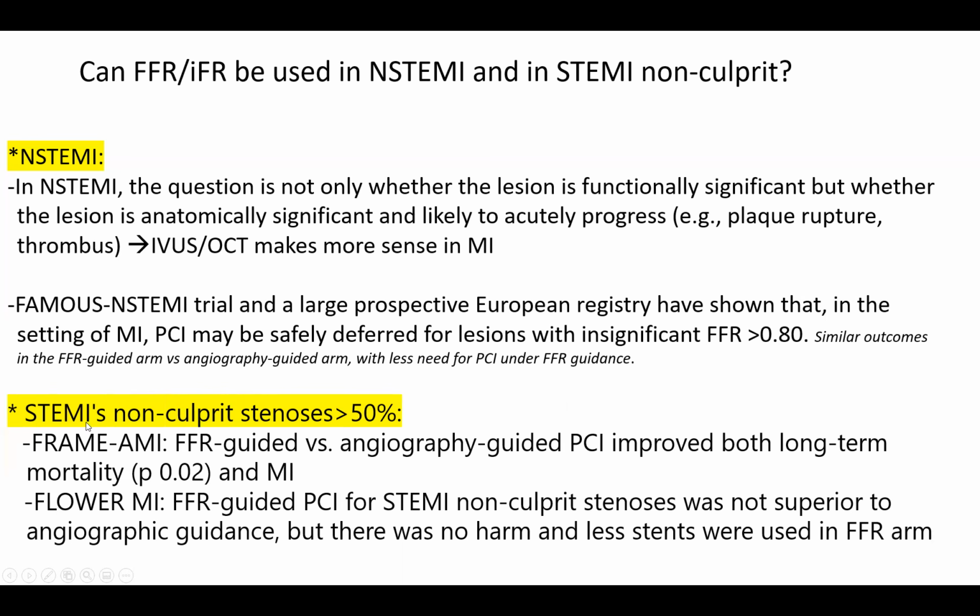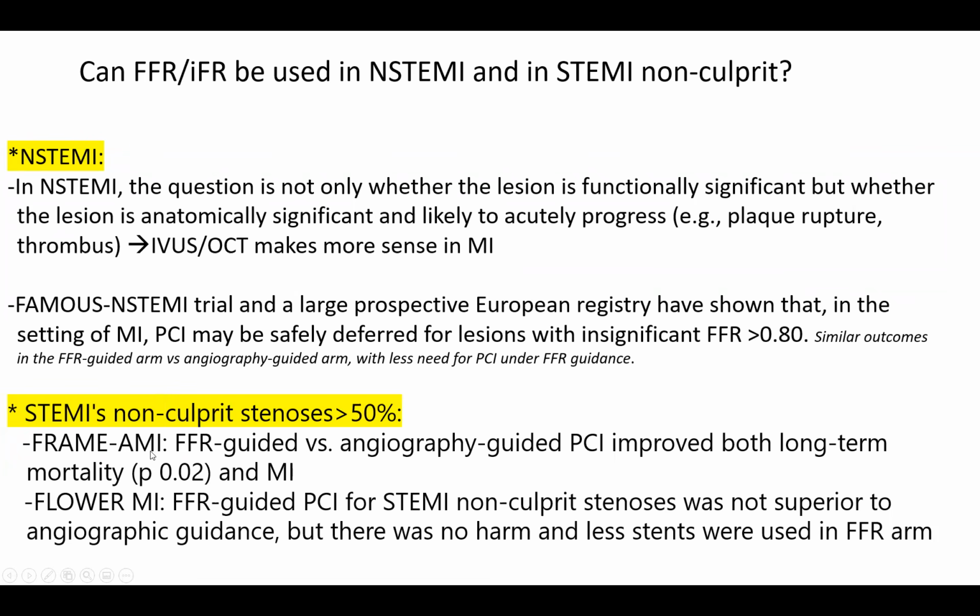Along those same lines, and probably better proven, is what to do with the STEMI non-culprit stenosis. So the setting of MI, but non-culprit stenosis. 2 studies have shown that an FFR-guided strategy is at least as good as an angiography-guided strategy in STEMI non-culprit stenosis. One is FRAME-MI, another is FLOWER-MI.